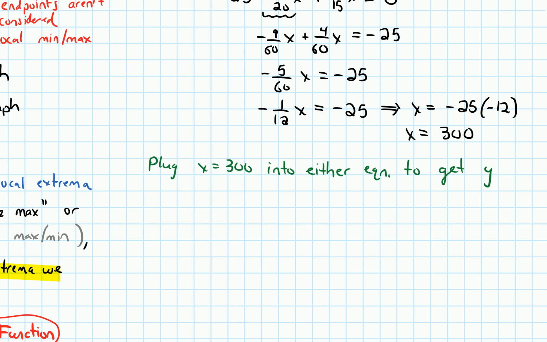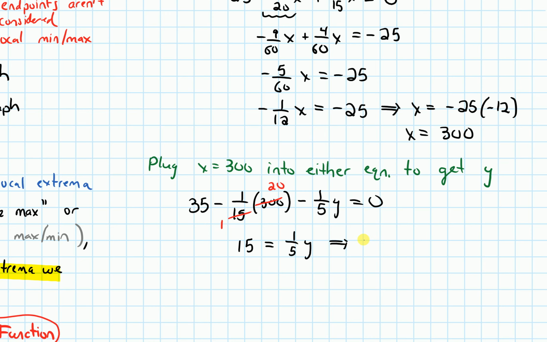So let's plug into, let's see, the second one, which was 35 minus 1 over 15 times x, so 300, and then minus 1 over 5y equals 0. So if I simplify this, 300 gets divided by 15 evenly, so I'd get 1 left over on the bottom, and a 20 up here. 35 minus 20, that is 15. And let's move the negative 1/5 y to the right. So I get positive 1/5 y. And then let's multiply both sides by 5. So we get y equals 15 times 5, which is 75. If we had plugged 300 into the other equation, we would have gotten the same thing. We would have gotten that y is 75. So we have our critical points.